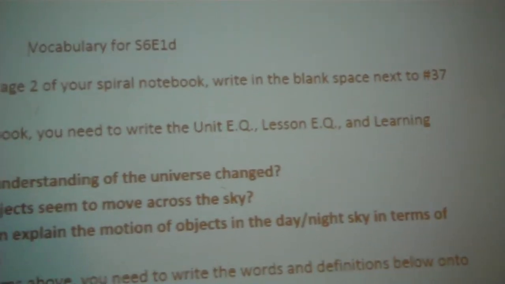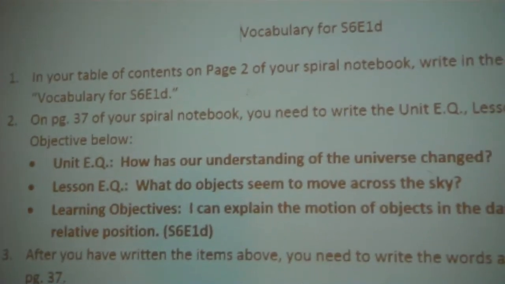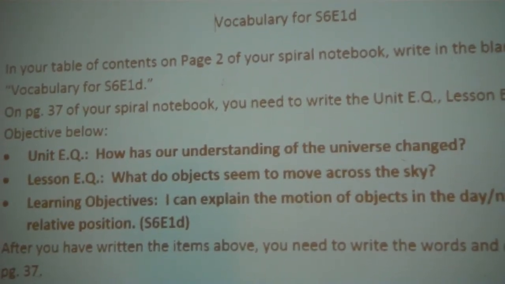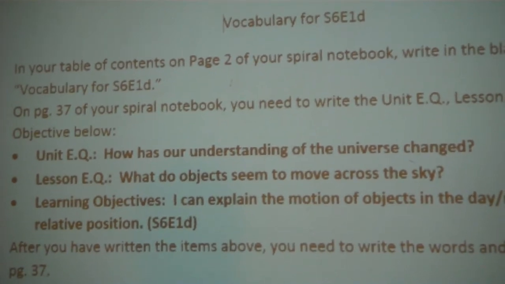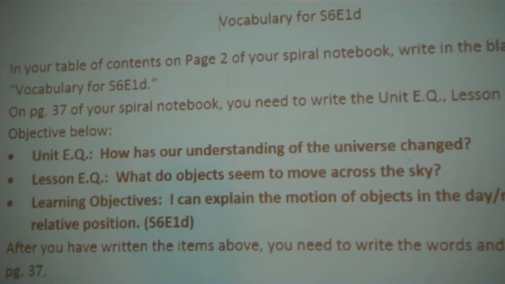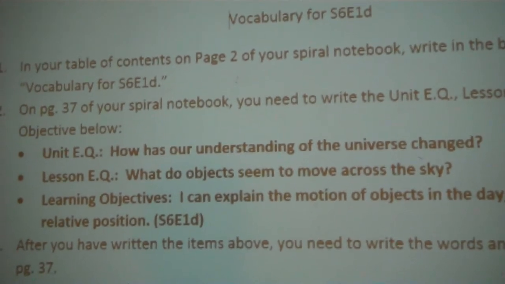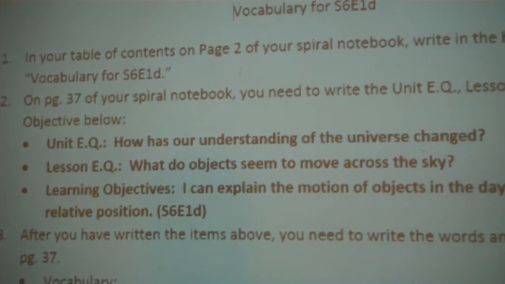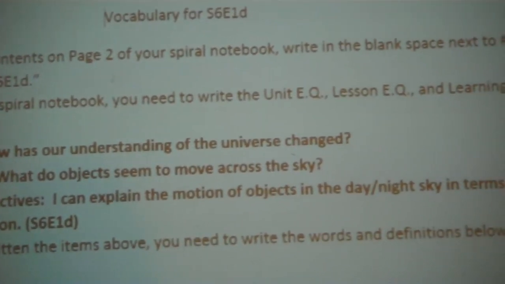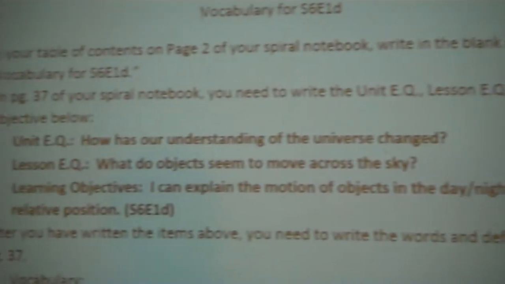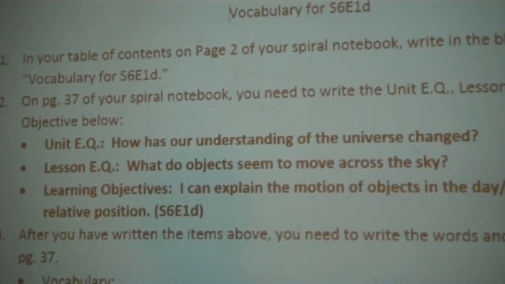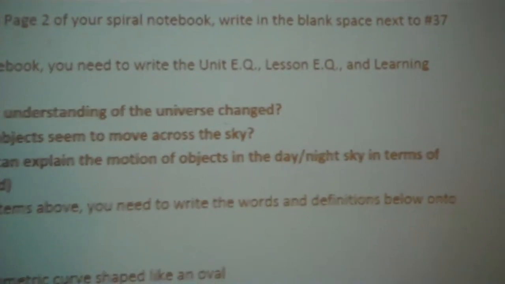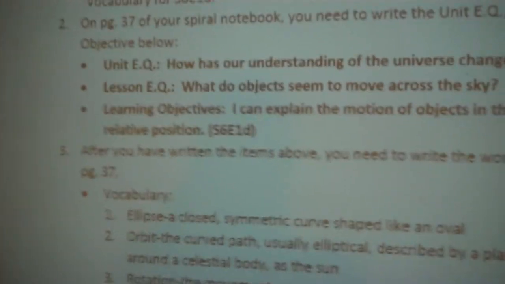Write the unit EQ, lesson EQ, and learning objective. The unit EQ is how has our understanding of the universe changed. The lesson EQ is what do objects seem to move across the sky. Sorry, that should be how do objects seem to move across the sky, so you need to fix that for the lesson EQ. And the learning objective should be I can explain the motion of objects in the day-night sky in terms of relative position, which is S6E1D. Then starting on page number 37, you need to start writing these 4 words and definitions.